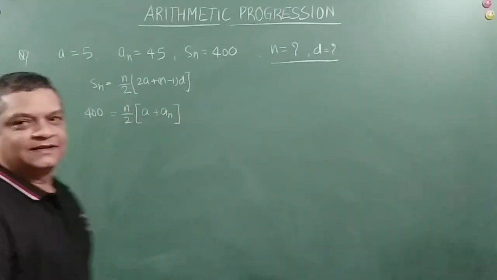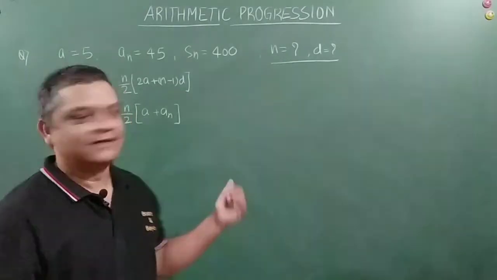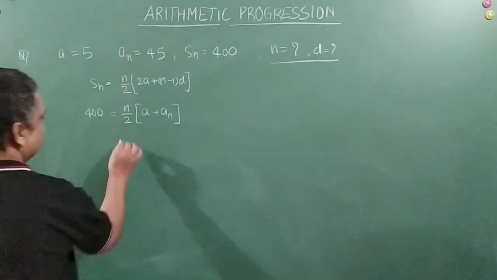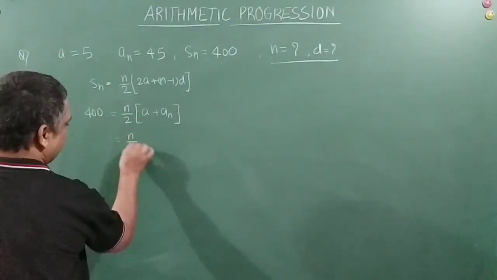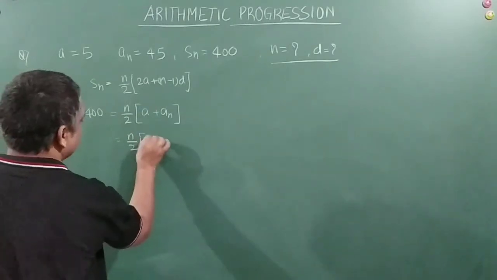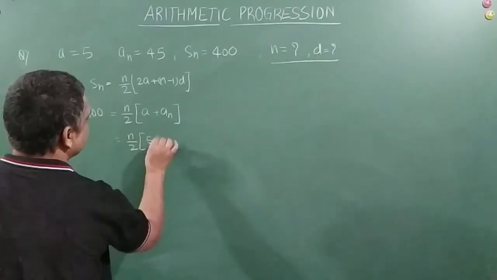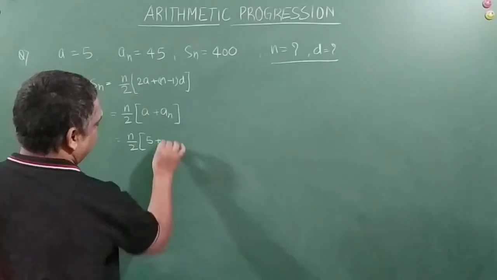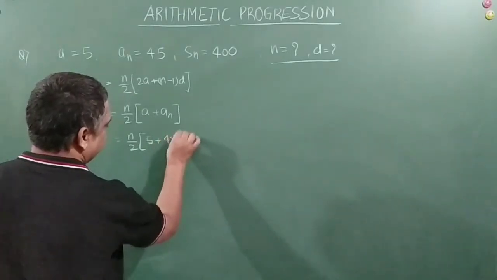You getting it? Do you all remember it? Okay. So, see, this is n by 2. a is nothing but 5 plus an is nothing but 45.